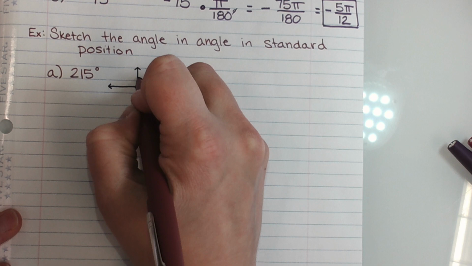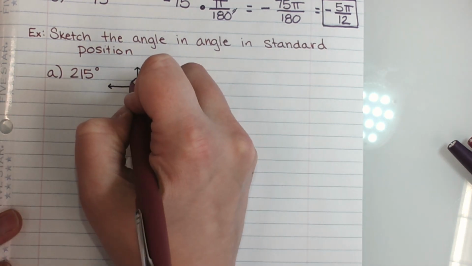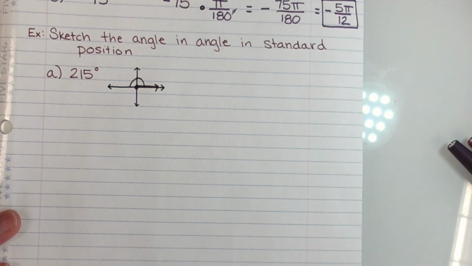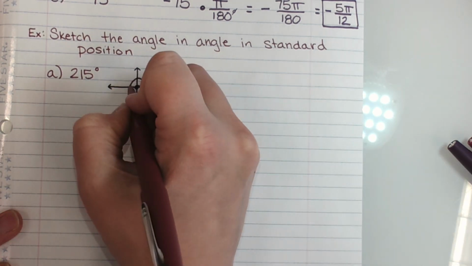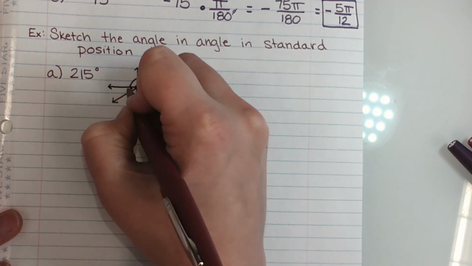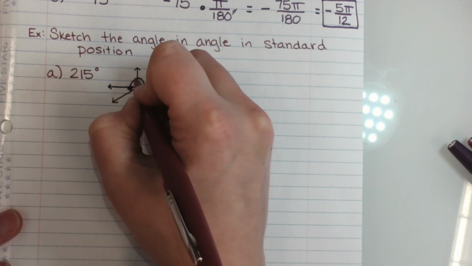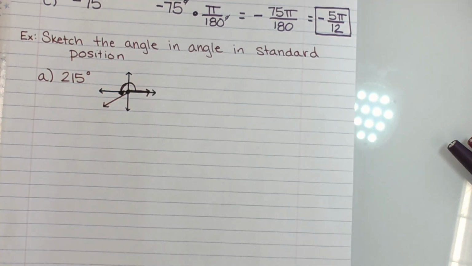Okay, if I were to stop here, I would have gotten 90. If I stop here, I'd get 180. I don't need to go another full 90, right? Just a little bit further, kind of like here-ish. Finish off my arrow to indicate that I went this direction. There we go. There's my 215 degree angle.